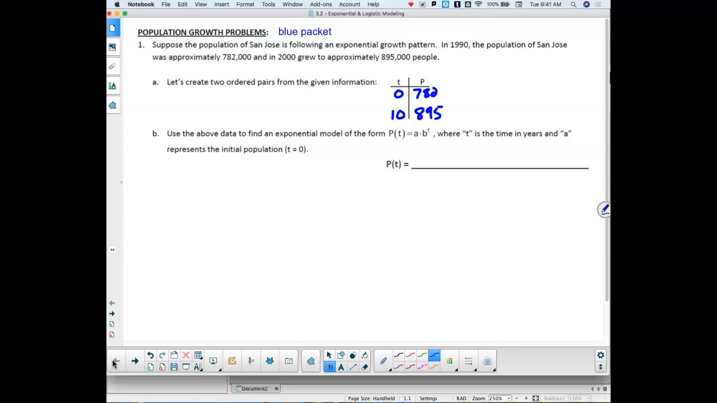Now, using those 2 data points, I want you to find me an experimental model in the form P of t equals a times b to the t power, where t is the time in years, and a represents my initial population, where t is equal to 0. Go for it.